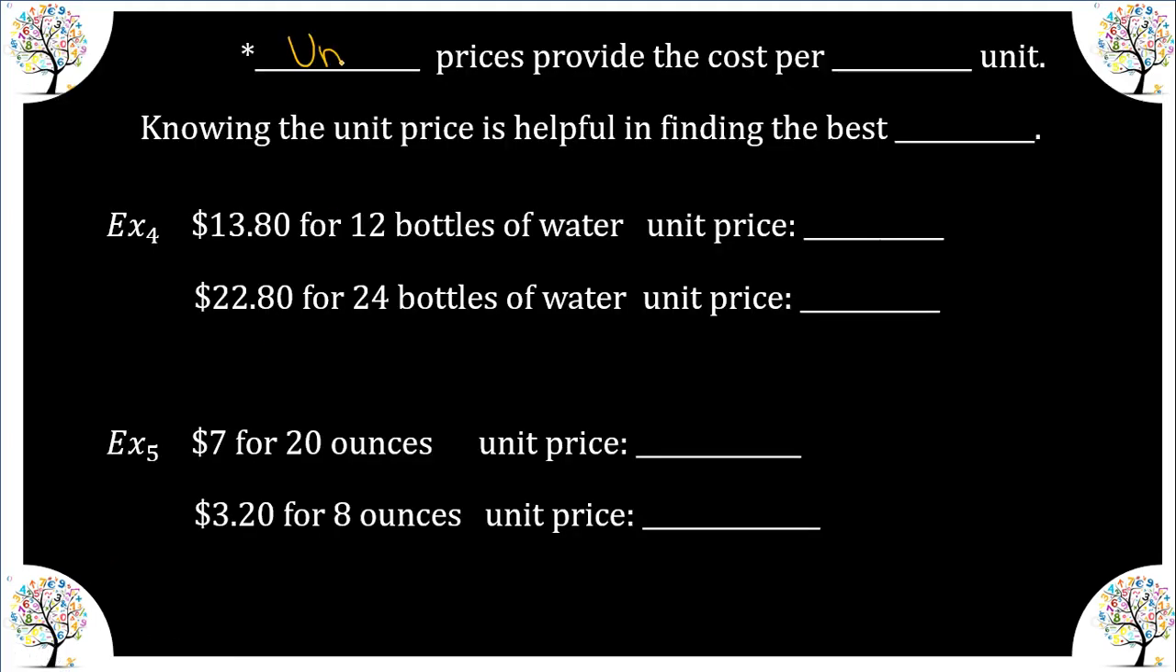Okay, now let's talk about unit prices. Unit prices provide the cost per one unit. Knowing the unit price is helpful in finding the best deal. So note, to find a unit price, you always divide the cost by the item. So we're going to write that. Divide the cost by the number of items.